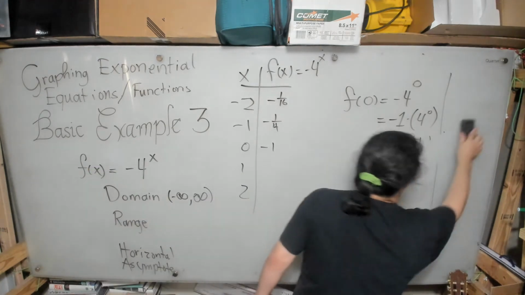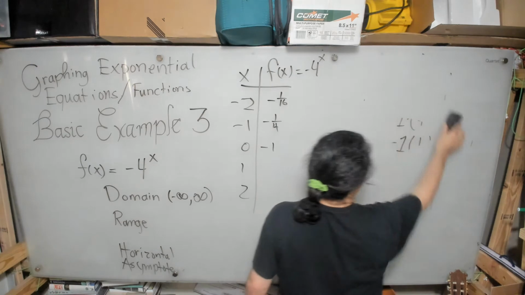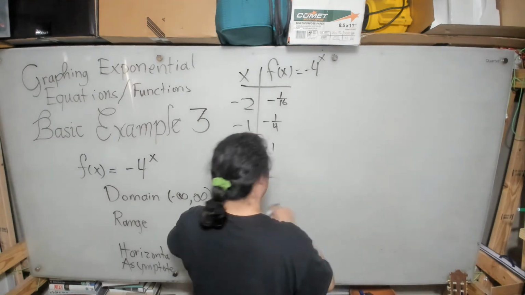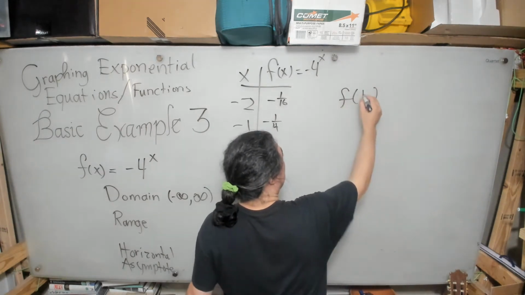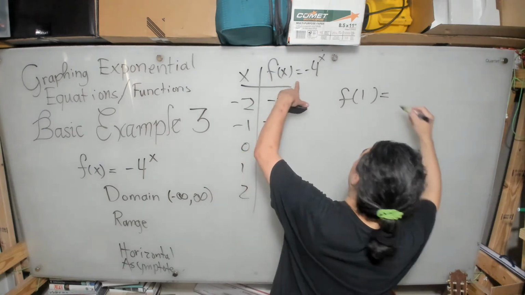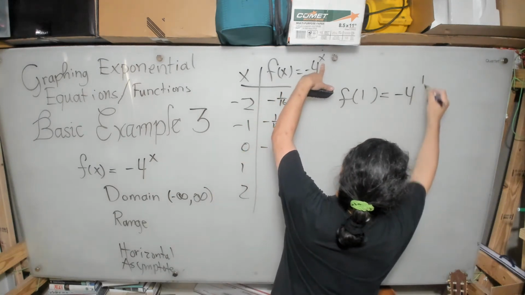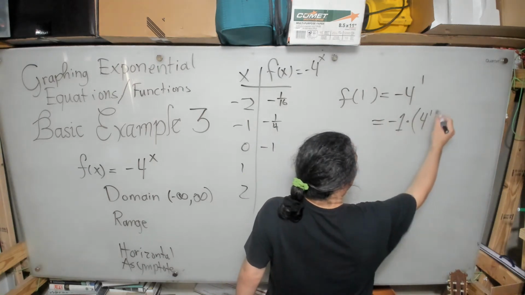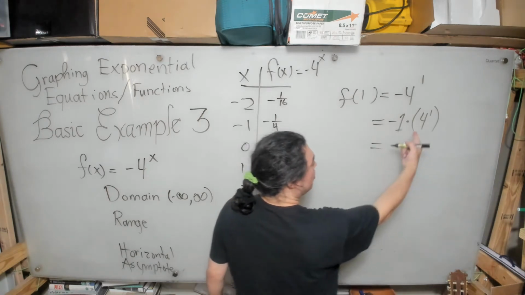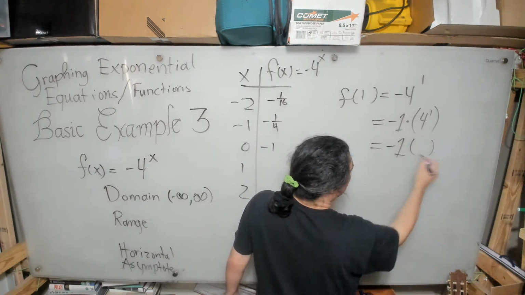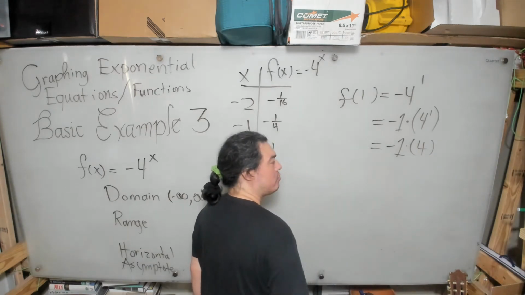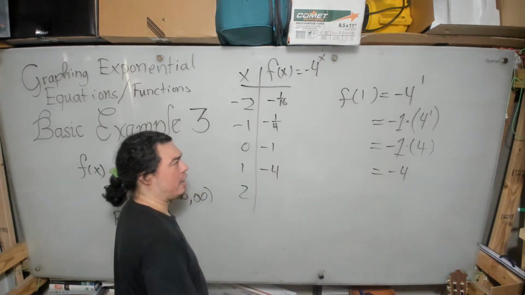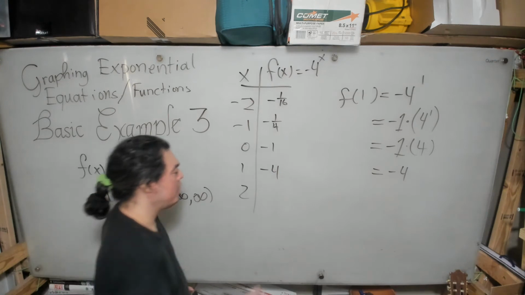Okay. Now we want to calculate f of 1. Let's do that together. F of 1 is going to equal -4 to the 1 power. We know that this is going to be -1 times 4 to the 1 power. We know that 4 to the 1 power is just 4, so this is going to be -1 times 4. What's -1 times 4? -4. And of course, if you do f of 2, you're going to get -16.